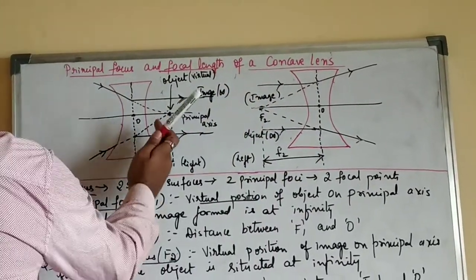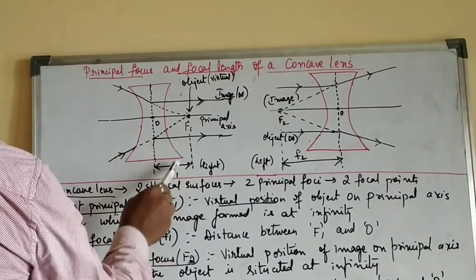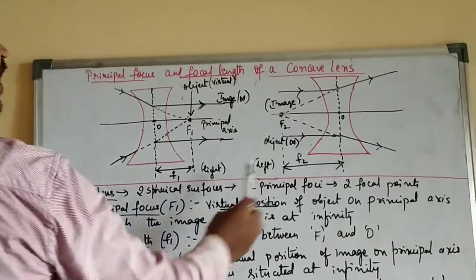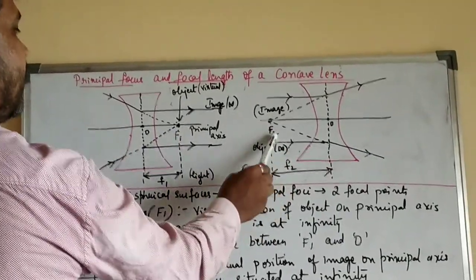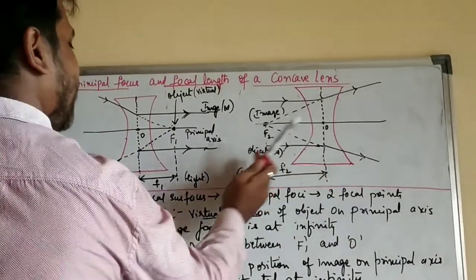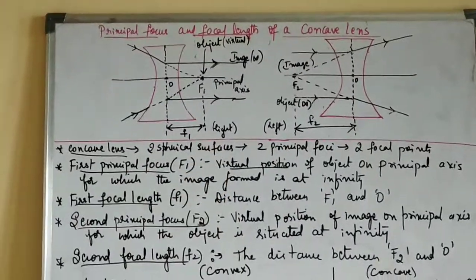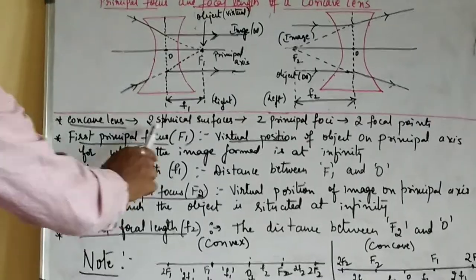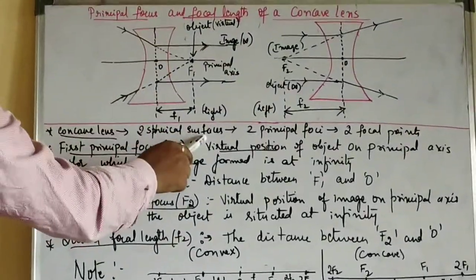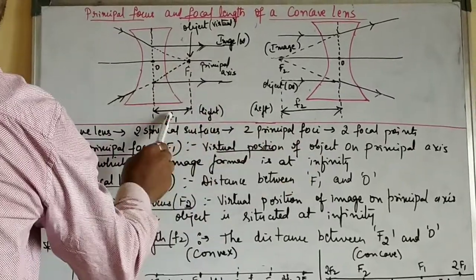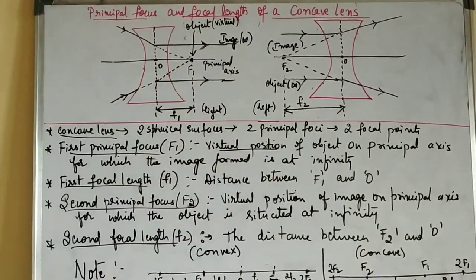Understood? Now, the first focal length and the first principal focus are towards the right side. The second principal focus and the second focal length are towards the left side. Very, very important. Now, let us go to the definitions. You know that the convex lens has two spherical surfaces, which means two principal focus and two focal points or two focal lengths.